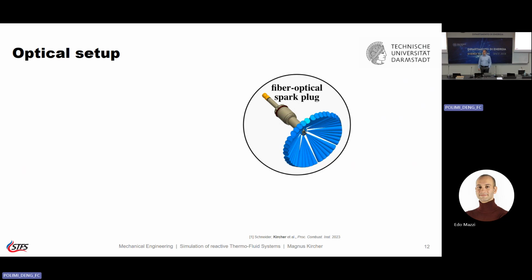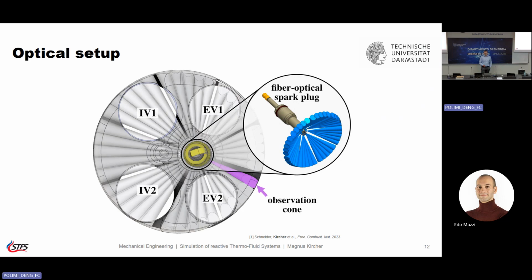Now, specifically for this engine, there's also optical data available. So they equipped this full metal engine with an optical spark plug. And now with the 40 channels of this spark plug pointing in the cylinder, they were able to detect the light emission from the auto ignition event and then trace back in which of these observation cones the knocking was happening.